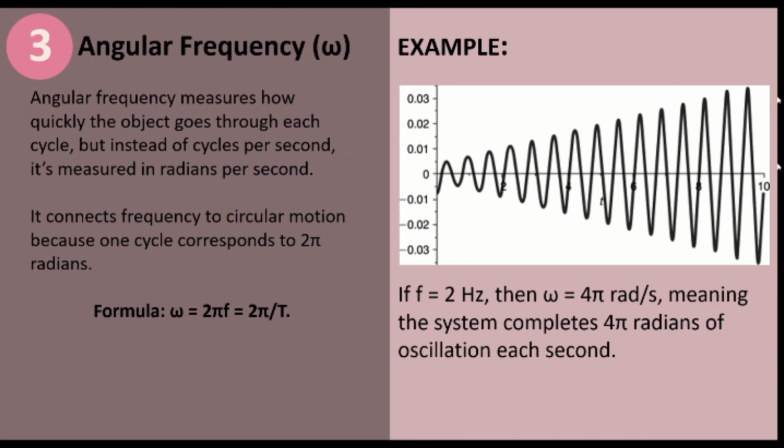Here's something to think about. If 1 full cycle is equal to 2 pi radians, how do you think angular frequency is related to frequency? Exactly, they're connected through this formula. Angular frequency is equal to 2 pi f, or 2 pi over T. For example, if f is equal to 2 hertz, then angular frequency is equal to 4 pi radians per second. That means the object completes 4 pi radians of oscillation each second.